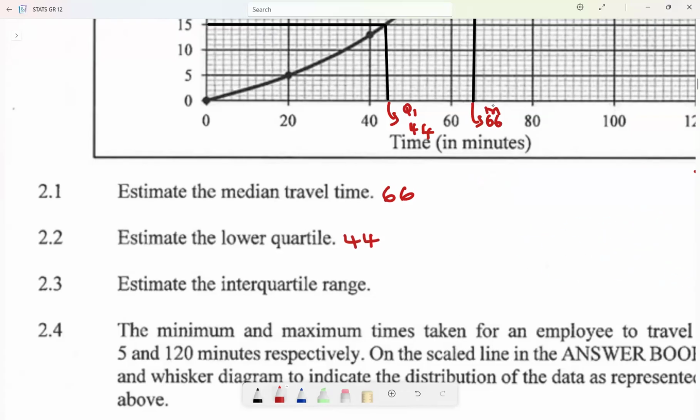If they wanted quartile 3, the higher quartile or upper quartile, you'd say 3 divided by 4 for the position, and then multiply by 60 and find it.